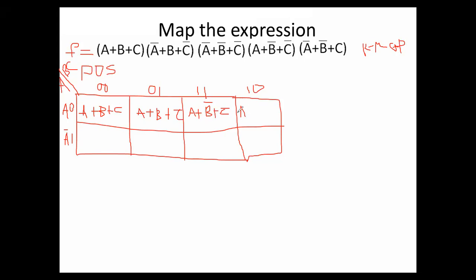A is 0, that's why A, plus B is 1. B is 1 means complemented form, so B bar, plus C. Next, A is 1, that is A bar, plus B is 0, C is 0, so plus B plus C. Next, A is 1, that is A bar, plus B is 0, that is B, C is 1, so C bar.